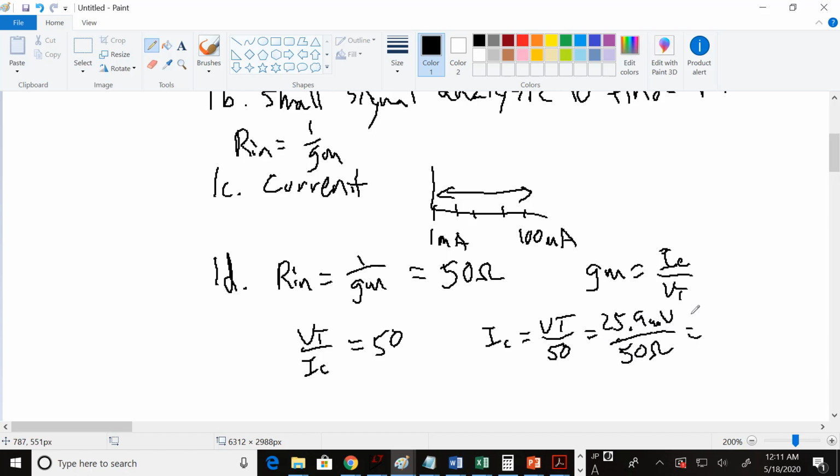And if you work that out, what I got here is 0.518 milliamps, sorry. Okay, so now we have our current.